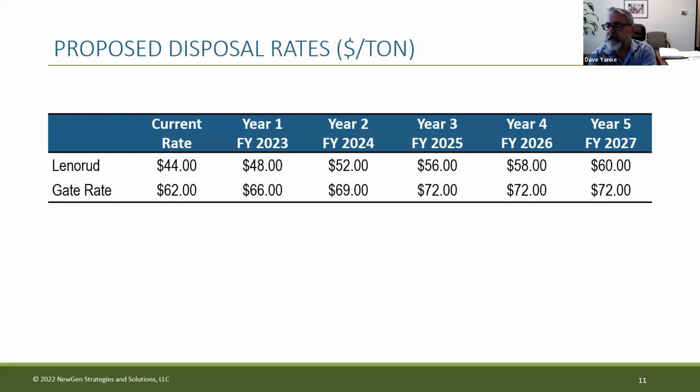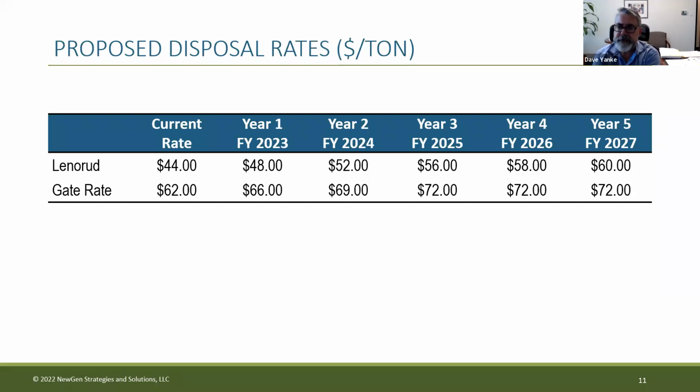The landfill, let's talk about the landfill. You're currently at $62. You are considerably cheaper than any of the neighboring landfills. So you have a very attractive tipping fee. We would strongly recommend that tipping fee be increased from $62, the gate rate, to $66. And then in 2024, $69. And then finally in 2025, $72 and held constant.